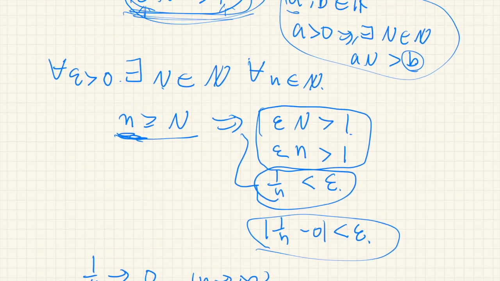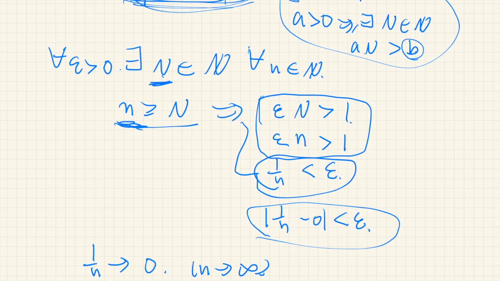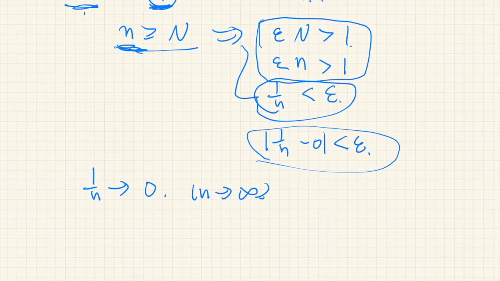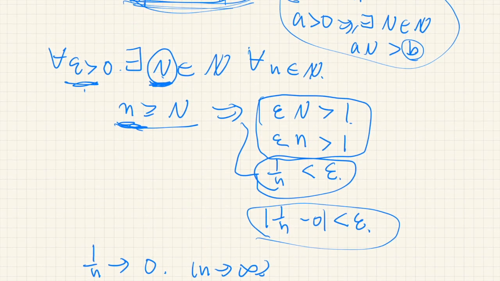By the way, this value of N depends on the value of epsilon, okay? That means first epsilon is given, and for that epsilon we choose an appropriate N, okay? It's not the other way around, okay? If it's the other way around, that means this. So first for all epsilon, then there exists N.